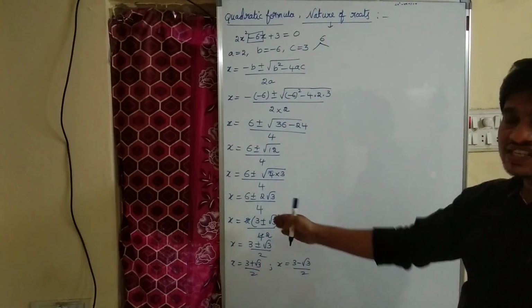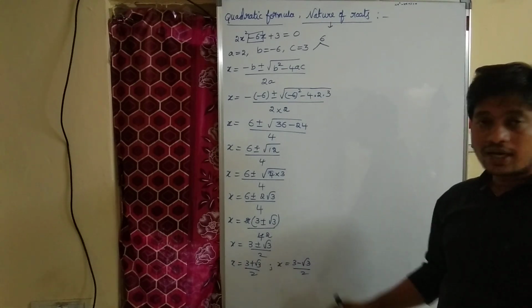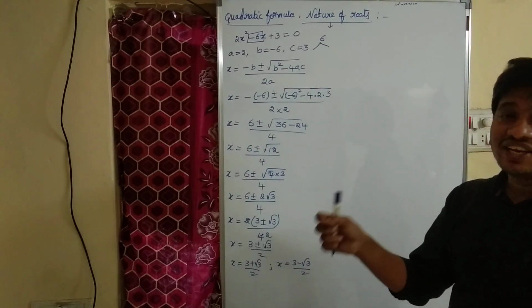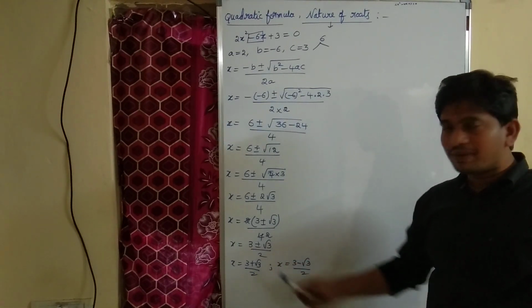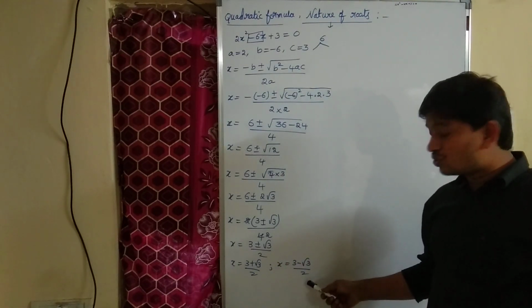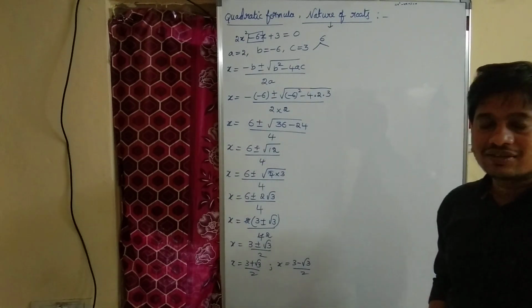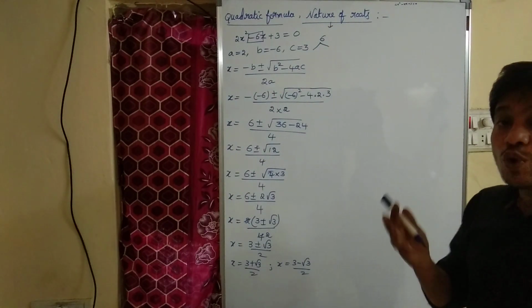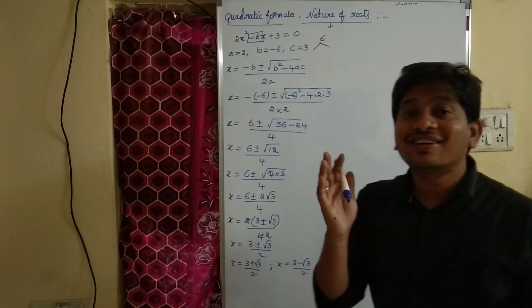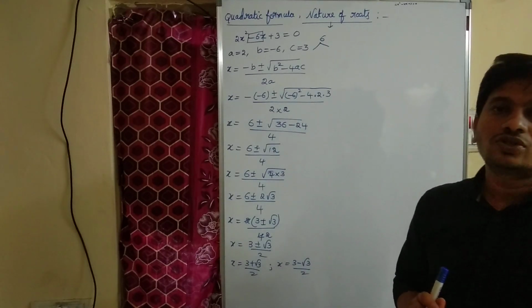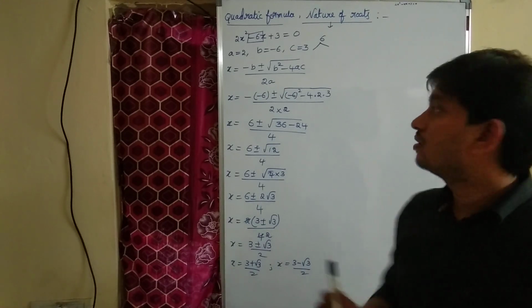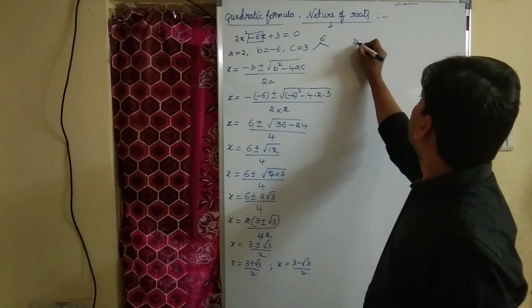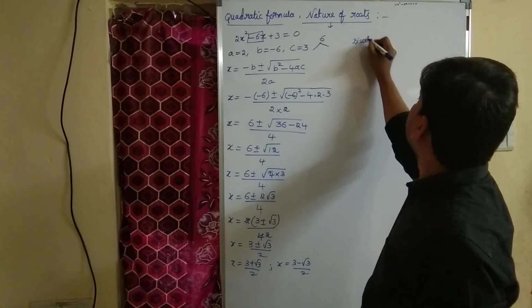Now without doing this process, we can say whether the two roots are distinct real roots or not. See here, we got one root 3 plus root 3 by 2 and the other one 3 minus root 3 by 2. Are they distinct or not? Yes, children. So how to know that two roots are distinct roots? Here we need to find the discriminant.